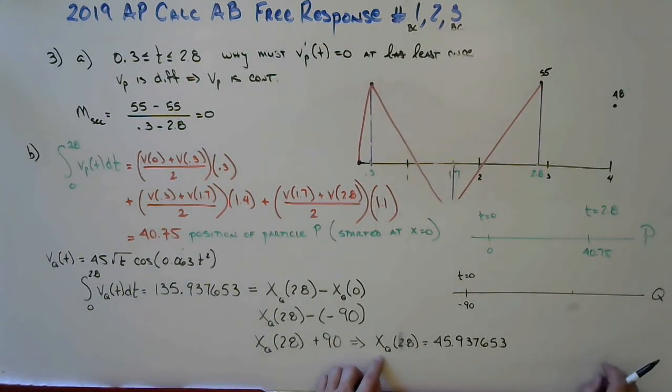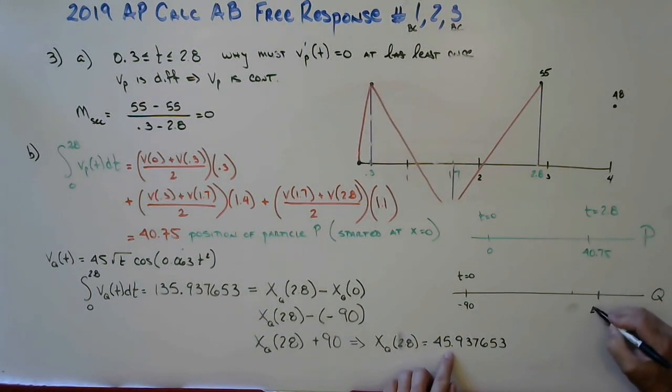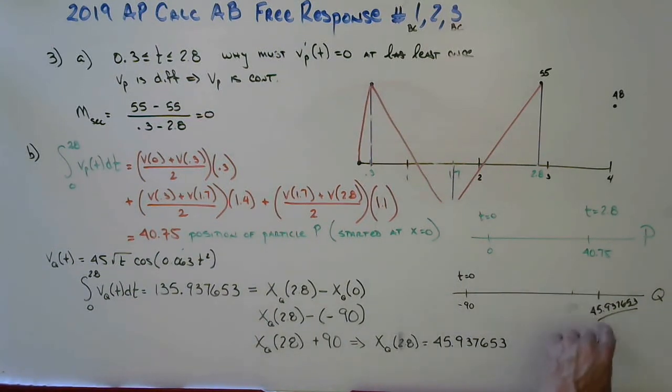So where is particle Q at time t equals 2.8? Well, it's sitting at 45.937653. Now they asked us how far apart are the particles? So we have to subtract. How far apart are the particles? That takes care of question 3.